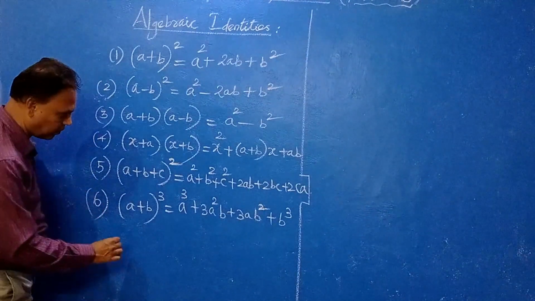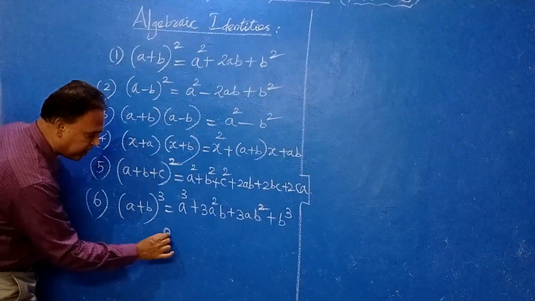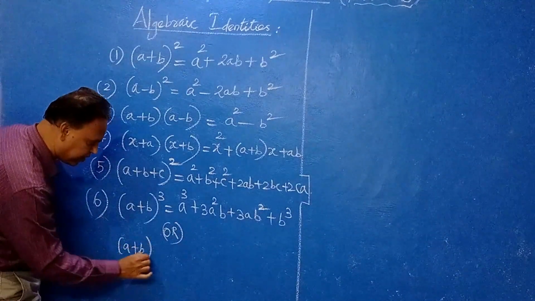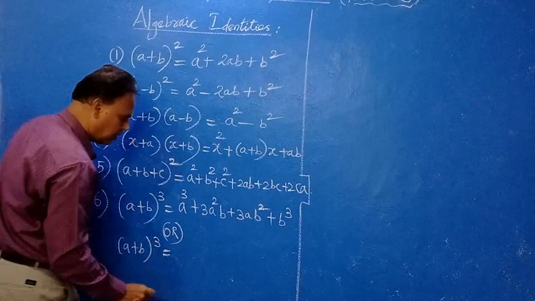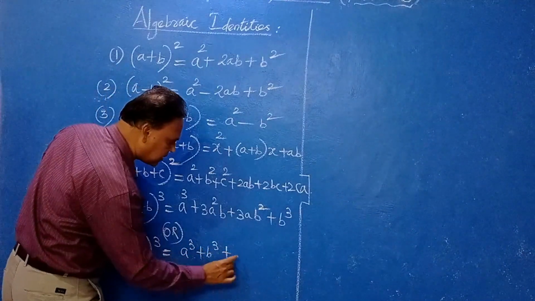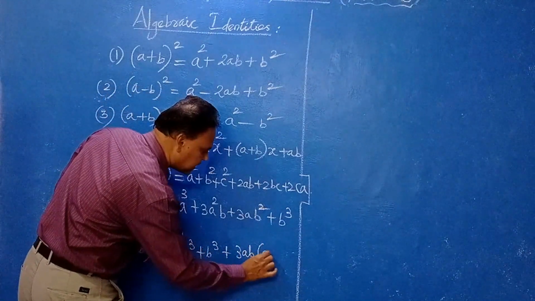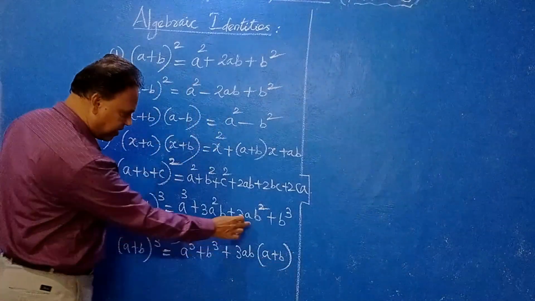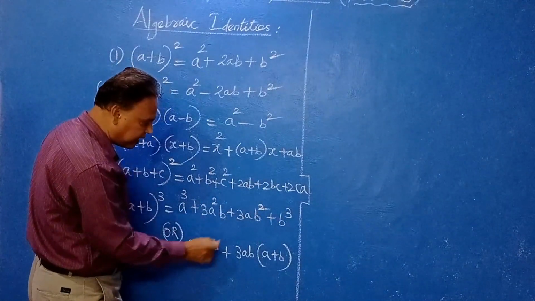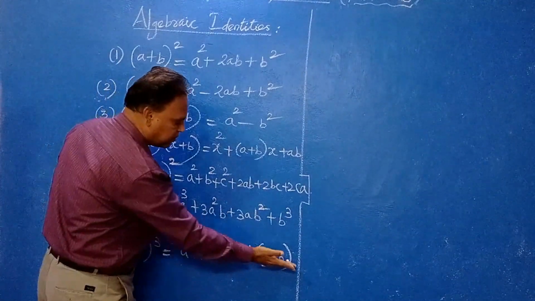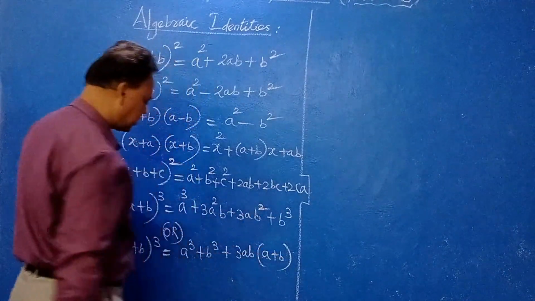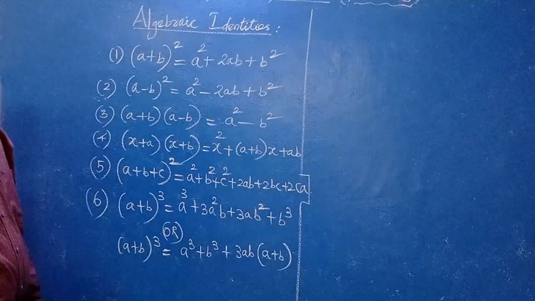In the same way, the same formula you can write like this also. Sometimes you can use (a + b) whole cube as a cube plus b cube plus 3ab times (a + b). You write the cube terms first, then take 3ab common, and the remaining terms are a and b. The same formula you can write in this format also.